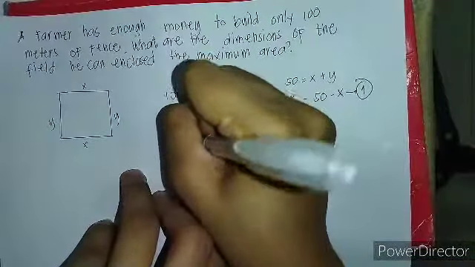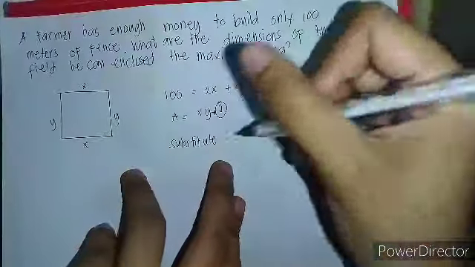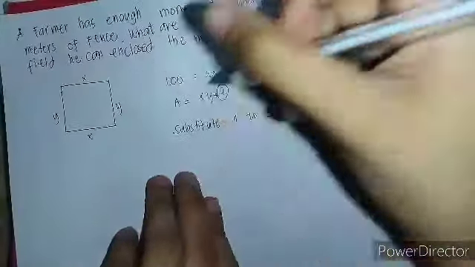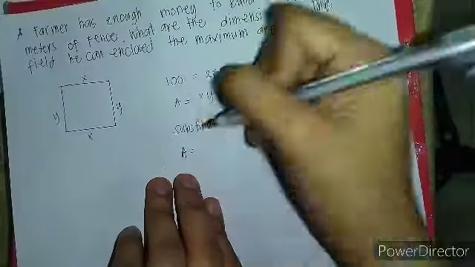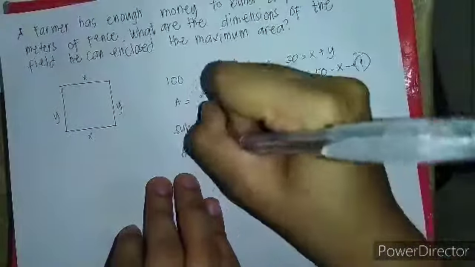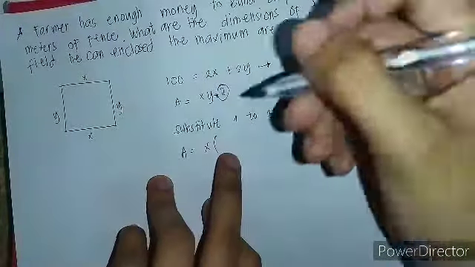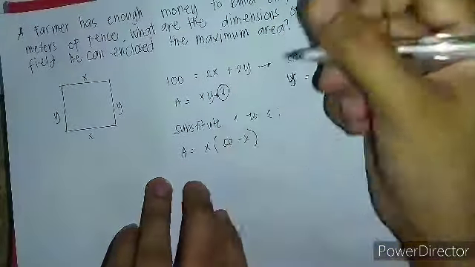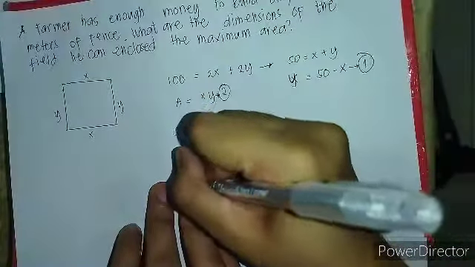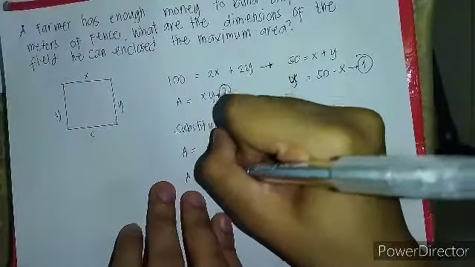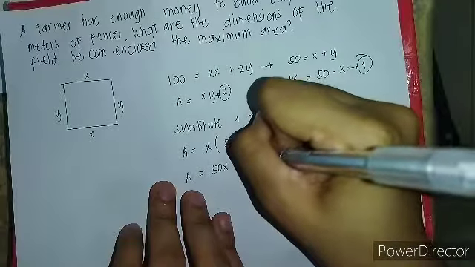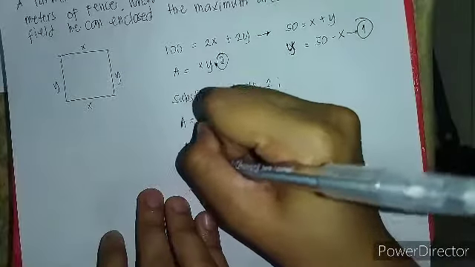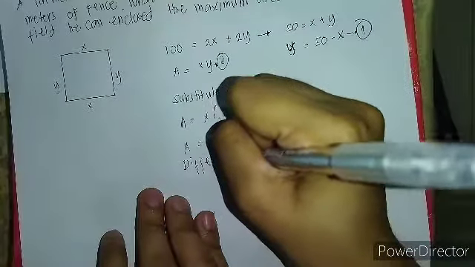We have to substitute the first equation into the second equation, so we can obtain our area's formula. So we have x times 50 minus x. We have to distribute: 50x minus x squared. Then using differentiation, we differentiate the formula.